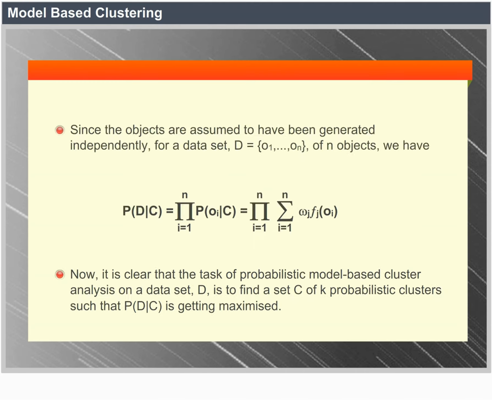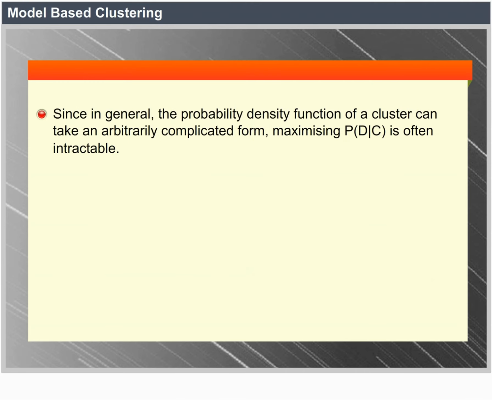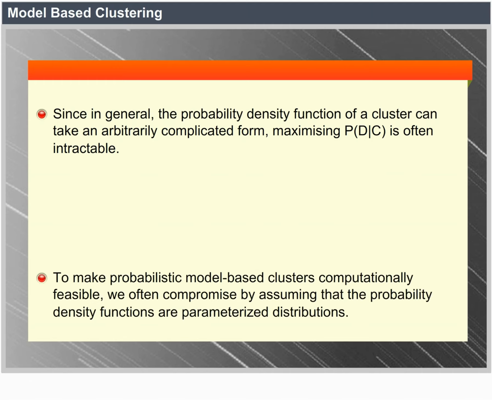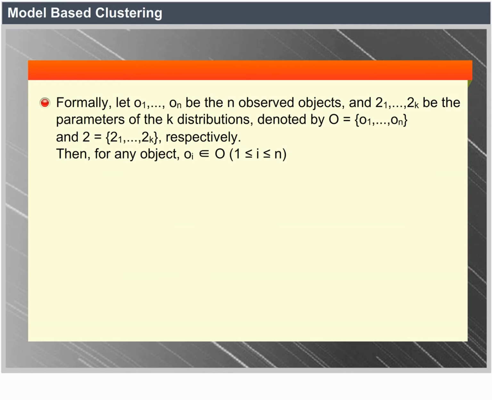Maximizing the conditional probability of D given C is often intractable because in general the probability density function of a cluster can take an arbitrarily complicated form. To make probabilistic model-based clusters computationally feasible, we often compromise by assuming that the probability density functions are parameterized distributions. Formally, let O1 to On be the n observed objects and theta 1 to theta k be the parameters of the K distributions, denoted by big O equals O1 to On and theta equals theta 1 through to theta k respectively.